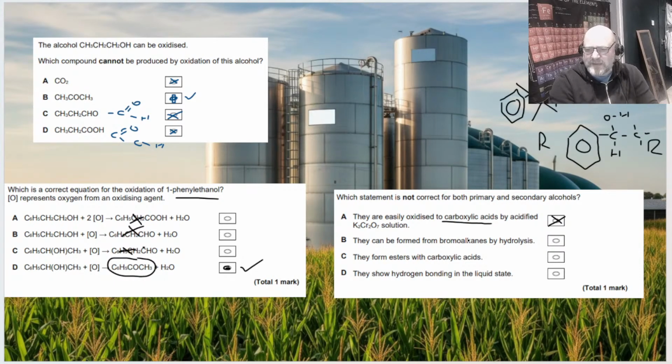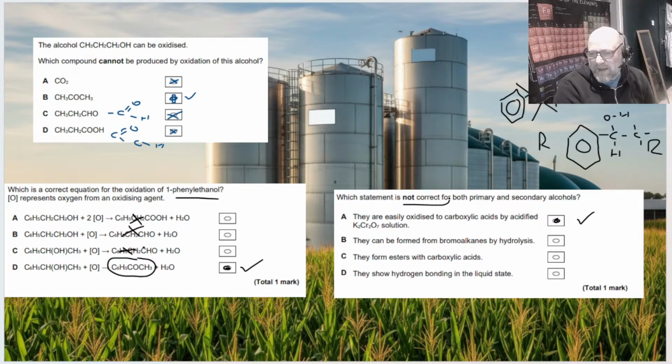They go to ketones. They can be formed from bromoalkanes by hydrolysis. They form esters with carboxylic acids. They show hydrogen bonding in the liquid state. Which one is not correct? Oh, it's A. Sorry, sugar. No, A is not correct. I was going around looking for the correct one. All of those are correct. So yeah, A is not correct.